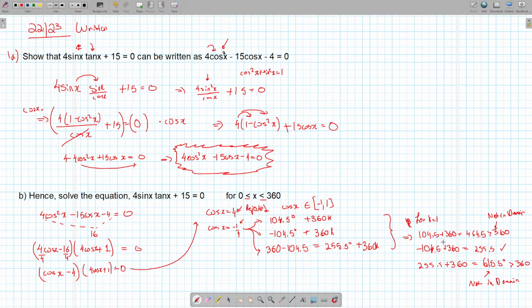Please, to be safe, for all of your solutions, please put the degree symbol. Then you're going to write x is equal to, what are our two solutions? We got 104.5 degrees and 255.5 degrees. If in your final answer you write plus 360k and the question has restrictions, your paper will get spat on by the person correcting.